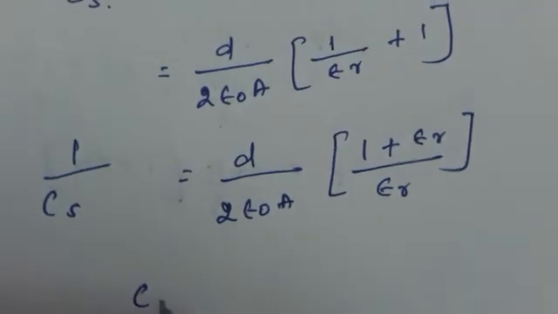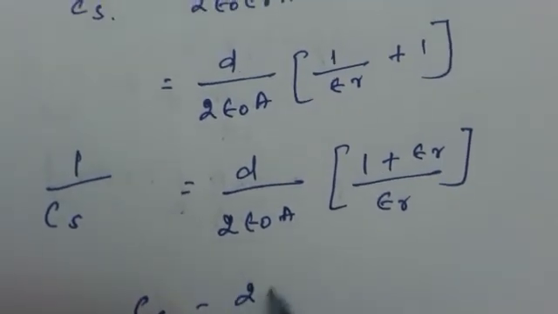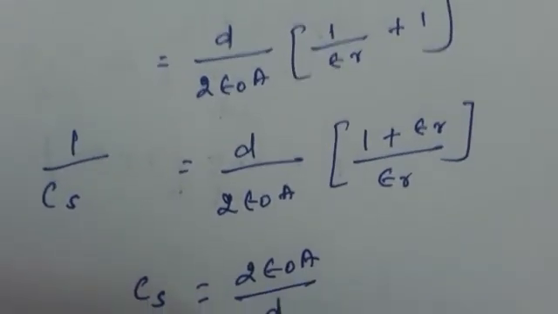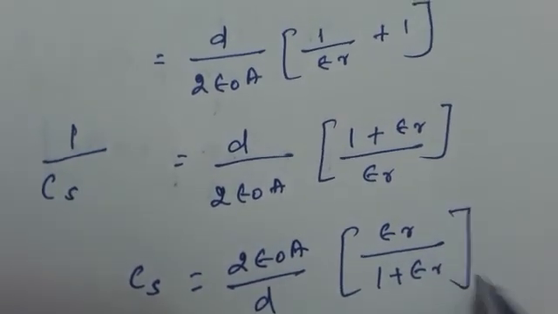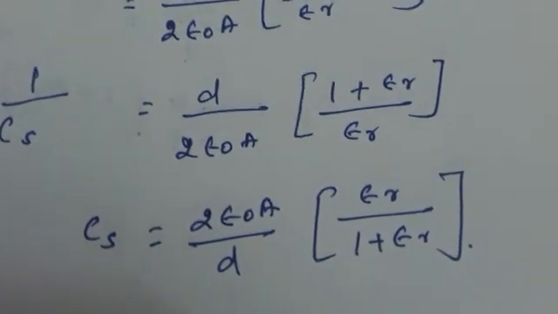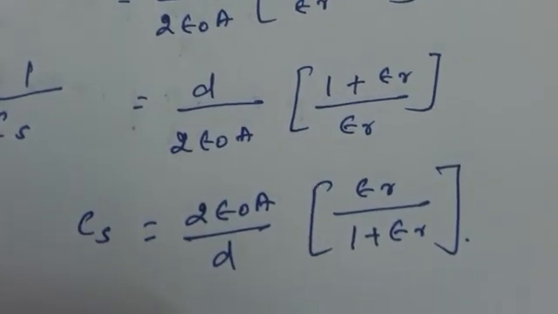Now we can write Cs. Cs is equal to 2 epsilon 0 A by D into epsilon R by 1 plus epsilon R. So we got the resultant capacitance.